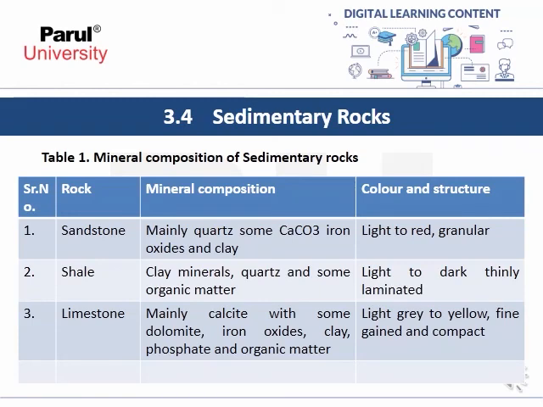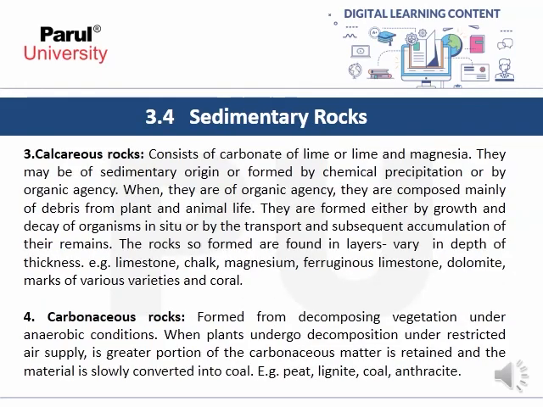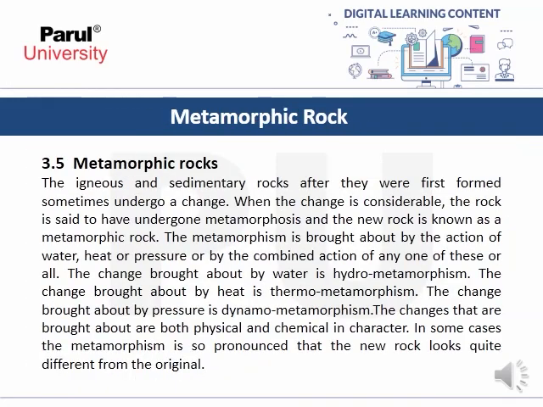Here you can see that sandstone, shale and limestone are the sedimentary rocks, and their mineral composition, color and structure have been given in columns 3 and 4. Sedimentary rocks are divided into six groups: arenaceous, argillaceous, calcareous, carbonaceous, siliceous rock, and precipitated salts.